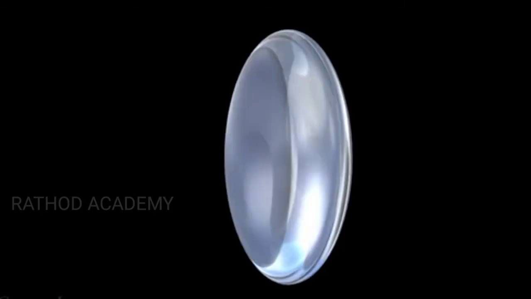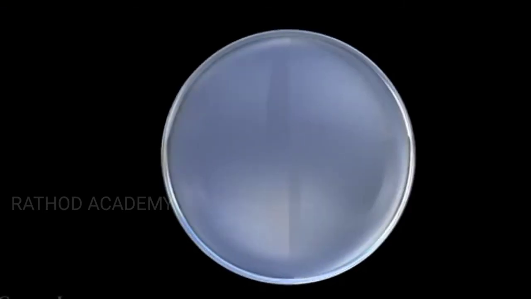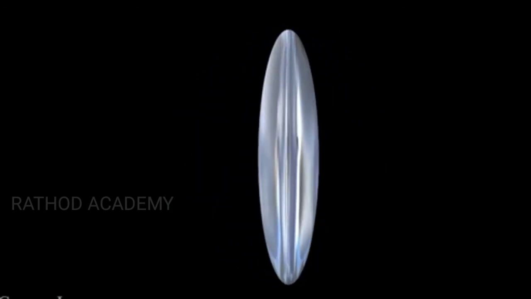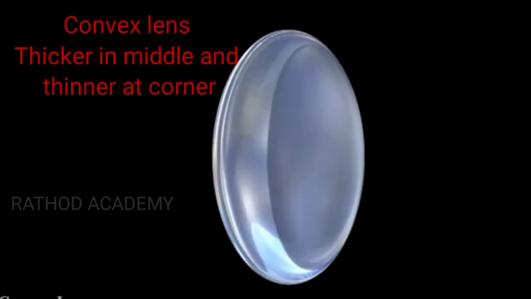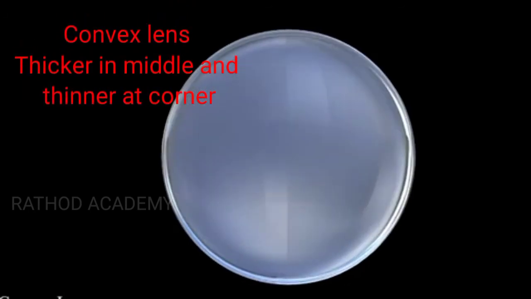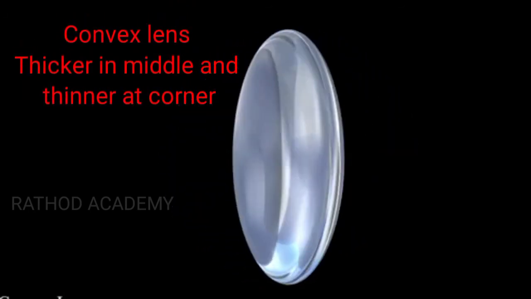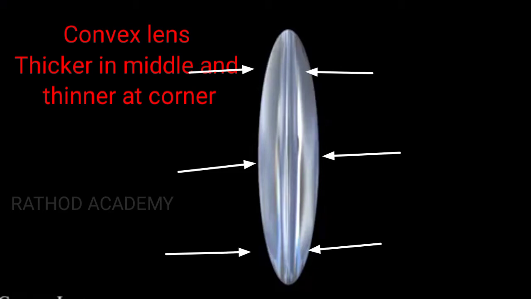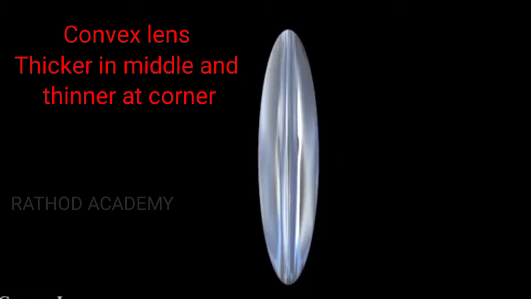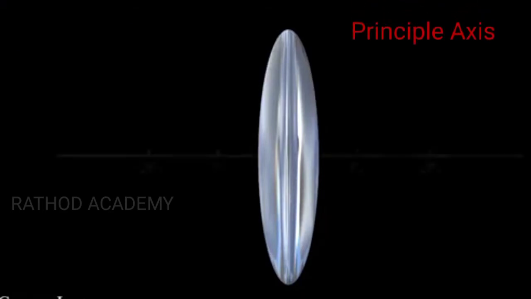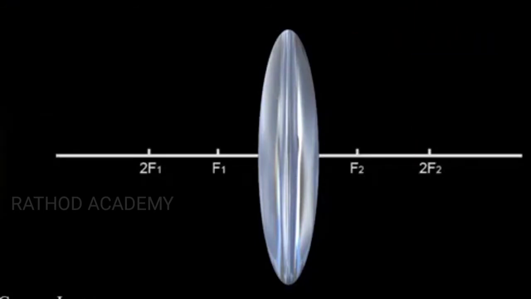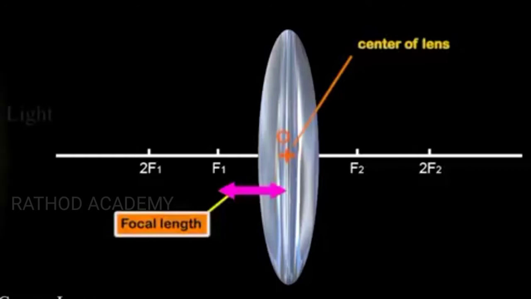Hello friend, in today's session we will be learning about the image formation by convex lens. So we'll see about the convex lens. Naturally, when you observe it, the middle is thicker, and at the end corner it's thin. So let us see how we can describe the image formations.